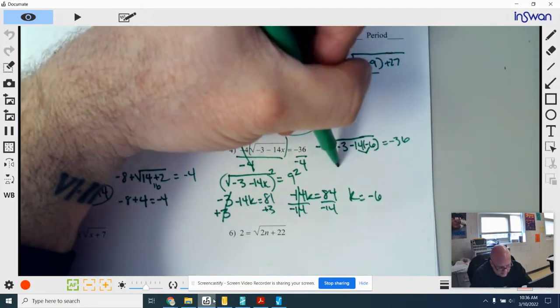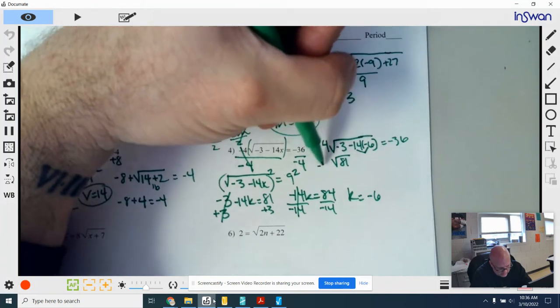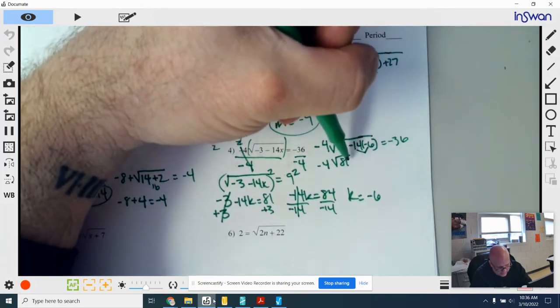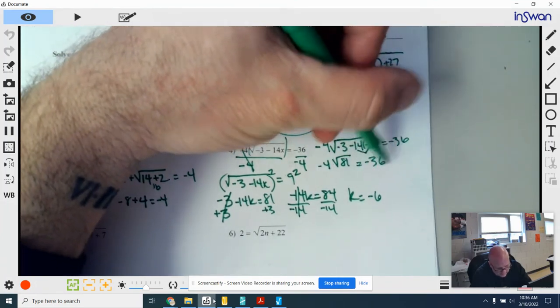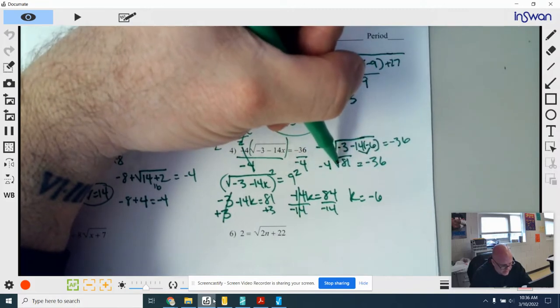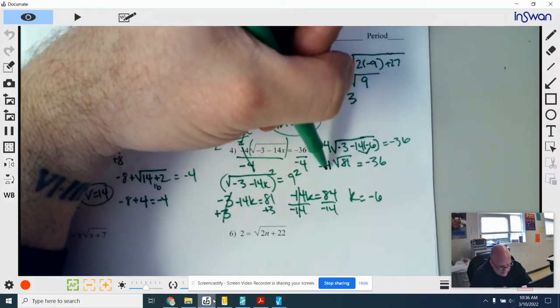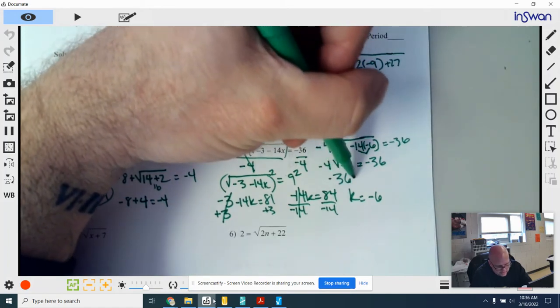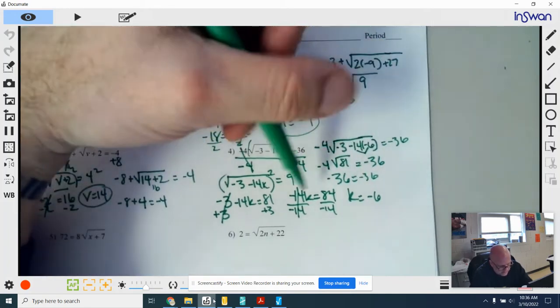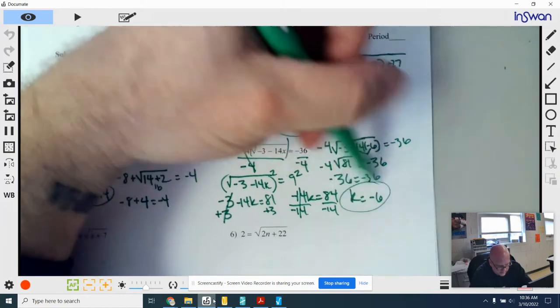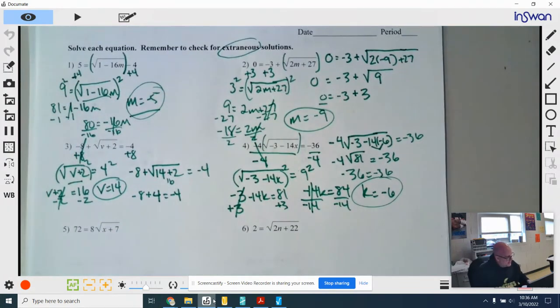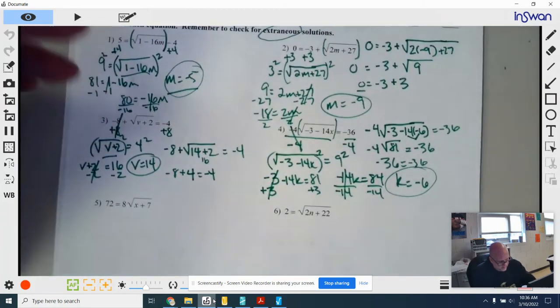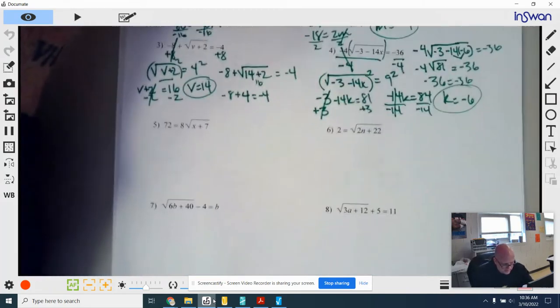84 take away 3 gives you 81. So you have negative 4 times the square root of 81 equals negative 36. Okay, the positive square root of 81 is 9, and negative 4 times 9, well, that's negative 36. So that does work out. So k is equal to negative 6. So far, nothing has been extraneous yet. Okay, moving on.